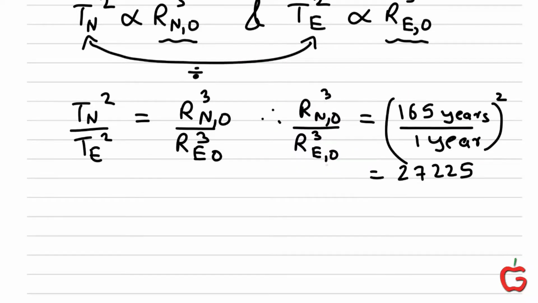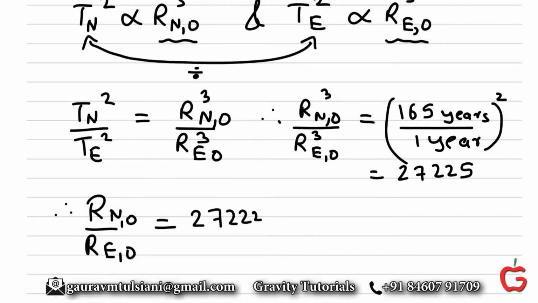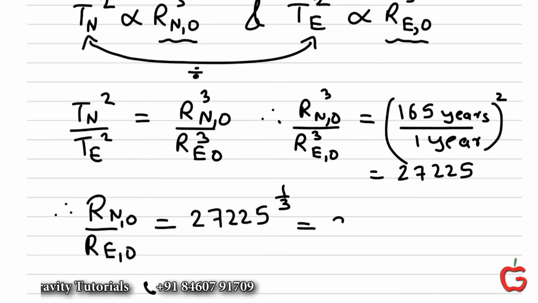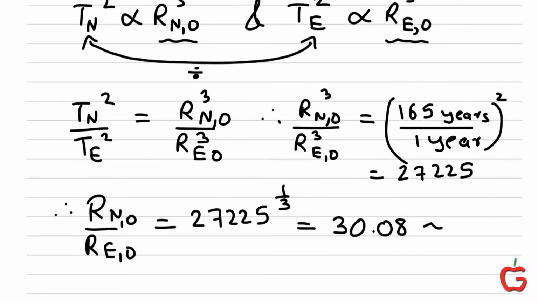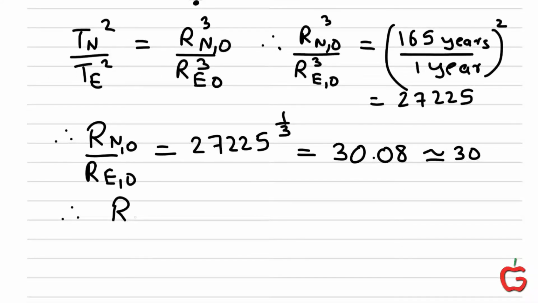Now this gives us the relation between the cubes of the radii, but we want to find out the relation between the radii, the orbital radius. So we need to find the cube root of this number. So therefore the orbital radius of Neptune is to the orbital radius of Earth the cube root of this number, which comes out to be 30.08. This is approximately 30. So this shows us that the orbital radius of Neptune is approximately 30 times the orbital radius of Earth. So we had to prove this.